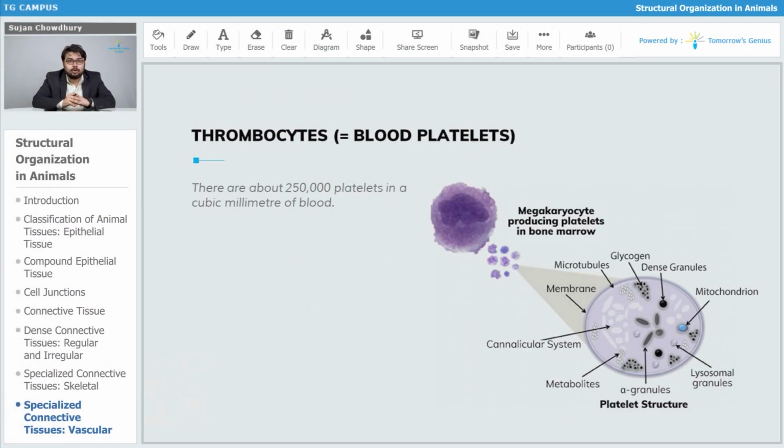Let us now talk about the thrombocytes or platelets. There are about 250,000 platelets in a cubic millimeter of blood. So yes, they are more abundant than the white blood cells, but definitely they are far less as compared to the red blood cells. So let us now talk about the platelet, the functions that they perform and how important their occurrence is for us.